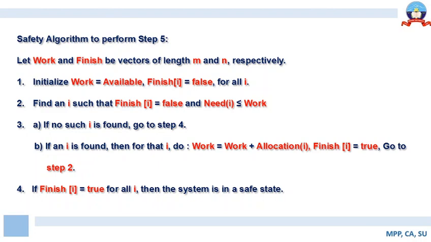So the size of work should be m because there are m number of resources, and size of finish should be n because there are n number of processes. So here the first step says that initialize work to available. Whatever is there in available will be placed in work. So work is equal to available, and finish of i is equal to false.